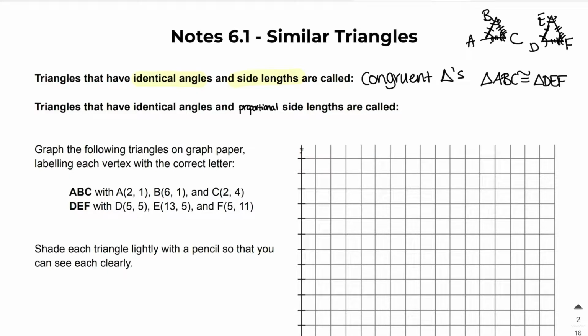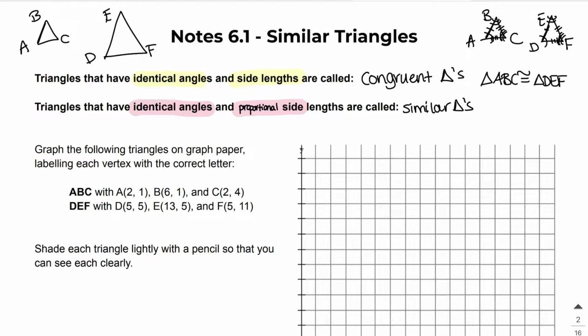Okay. However, if we have triangles that have identical angles, so the same exact thing about the angles, but the sides are proportional and not equal, these are called similar triangles. So, for example, let's draw this up here. If I've got triangle ABC and then here I've got triangle DEF, they still would have the identical angles. So the angles are still the same size.